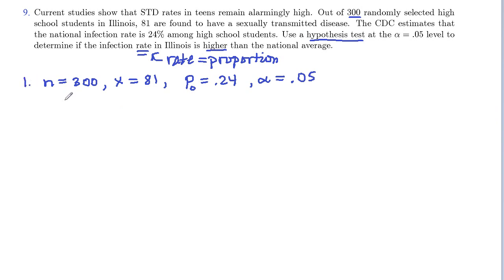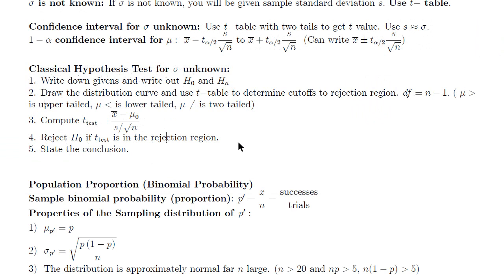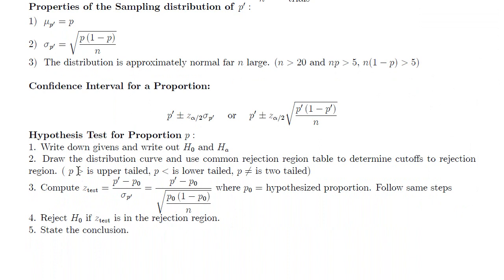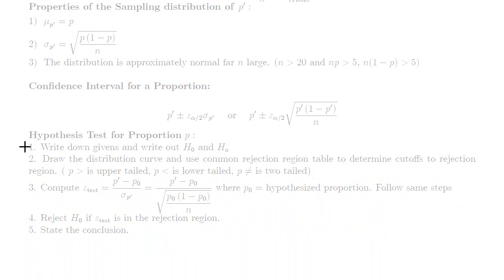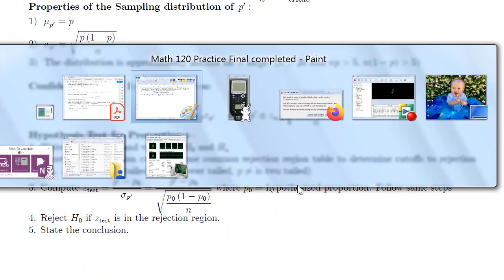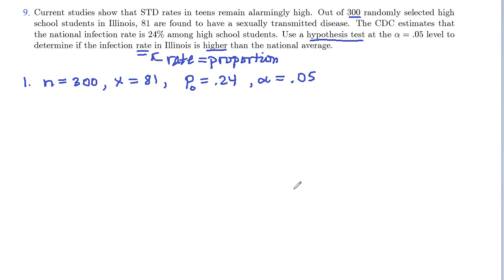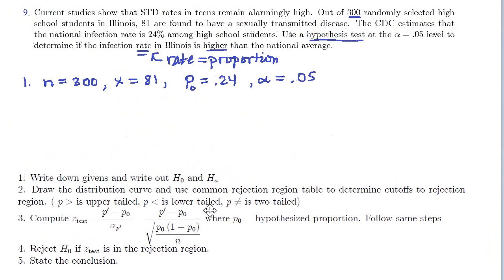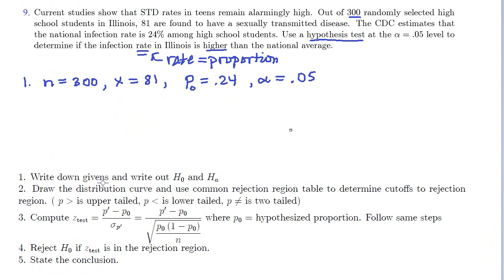Remember what our steps are here again. Go back to the formula sheet. So we've got hypothesis test for proportion. Okay, these are our steps. Why don't we go ahead and bring those over. So we're dealing with proportion. So we've got our givens.